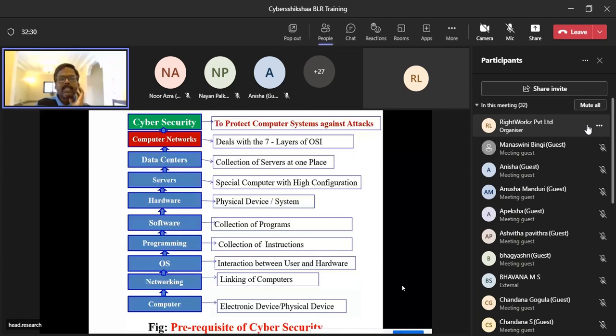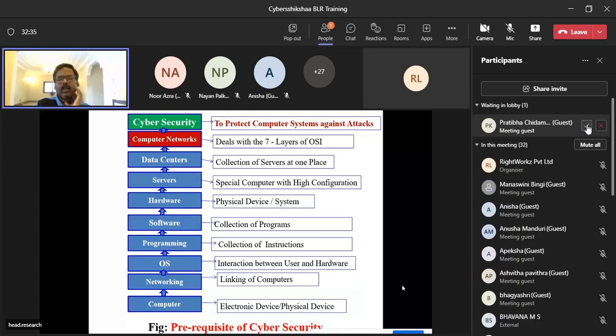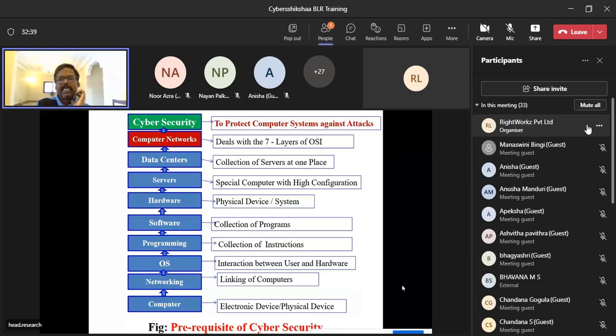Then computer networks. A collection of interconnected autonomous computers in a local area network or wide area network is called a computer network. It deals with the 7 layers of OSI, Open Systems Interconnection. There are 7 layers, and I am going to explain them with examples: physical layer, data link layer, network layer, transport layer, session layer, presentation layer, application layer. These are the 7 layers of computer networks.